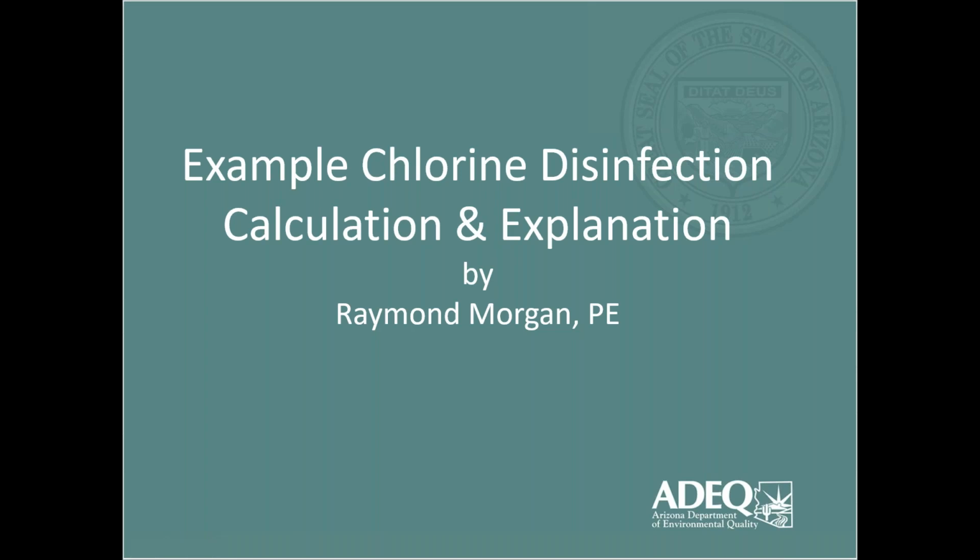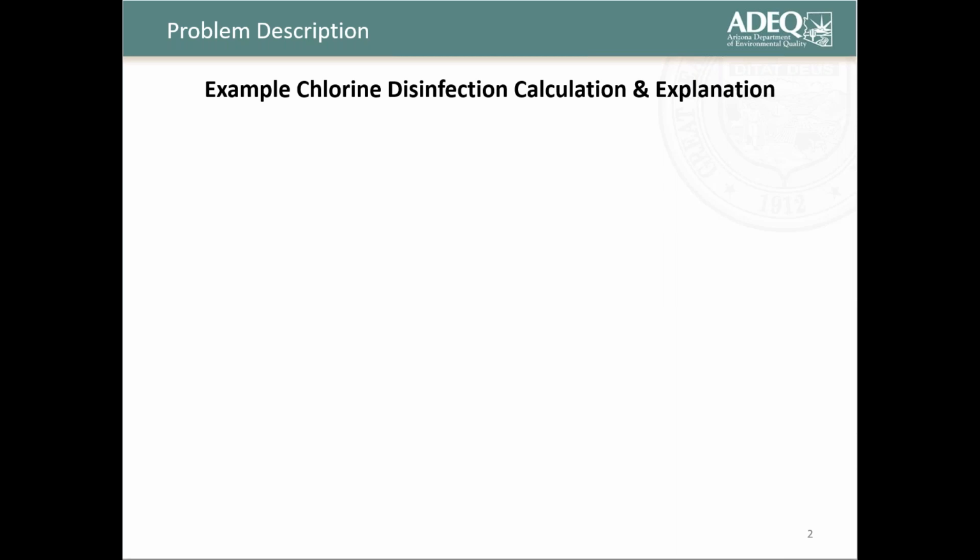As I mentioned earlier, when I looked at the design reports, I saw that basically a focus on calculating how many tablets would be utilized by an on-site system. And so I wanted to look at that calculation process in a little bit more detail and then explain some things there. So let's do a little problem description. So we're going to look at an example of a chlorine disinfection calculation and associated explanation.